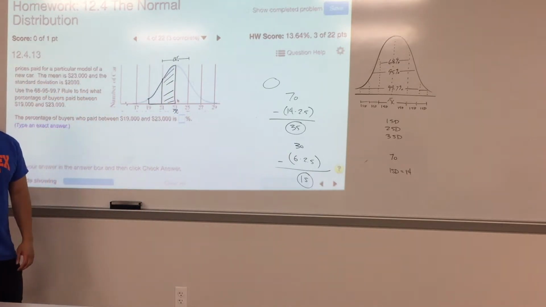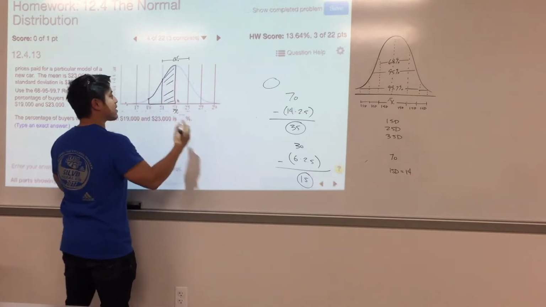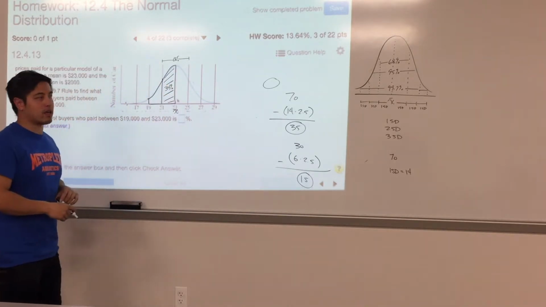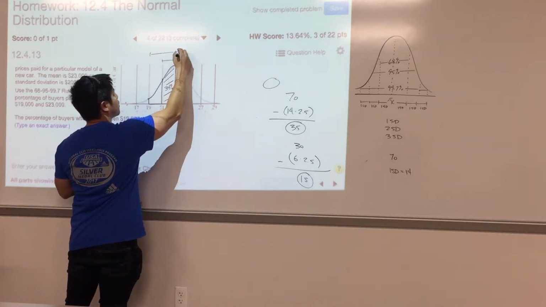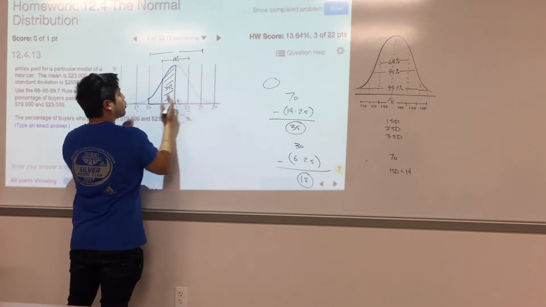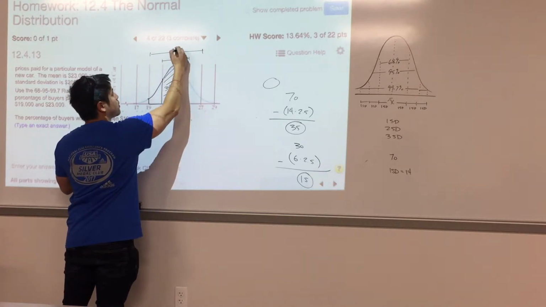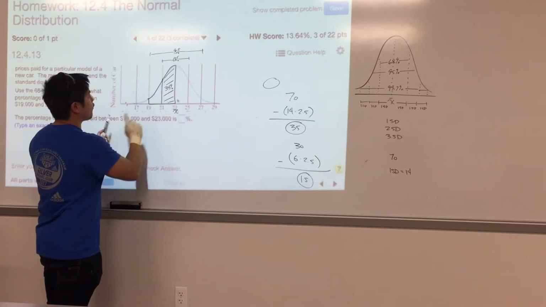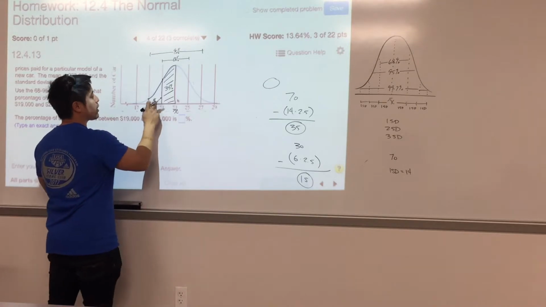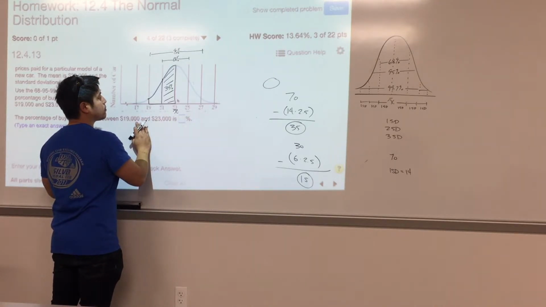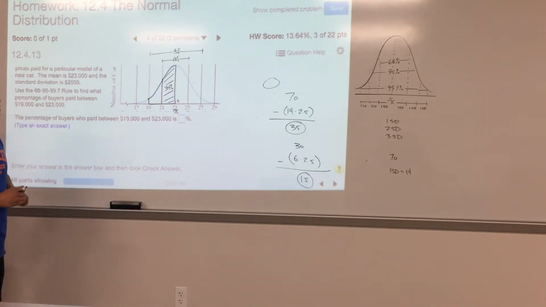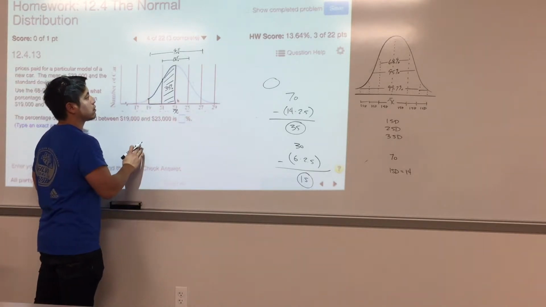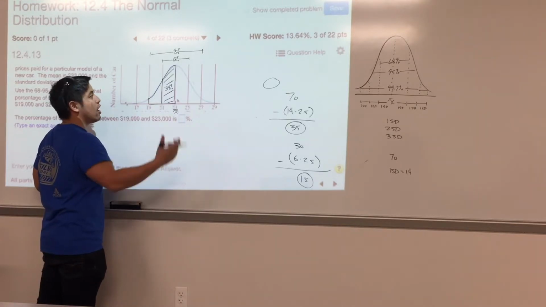How much is that piece? If we know from here to here is 68%, this is exactly 34%. Does that make sense, guys? And if we know from here to here, 2 standard deviations, is how many? 95%. If we have 4 slices here, what can we do here? Can't you just divide 95 by 2 and that gives you the 19 to 23? Yeah, you could do that too. So there's lots of ways to do it.